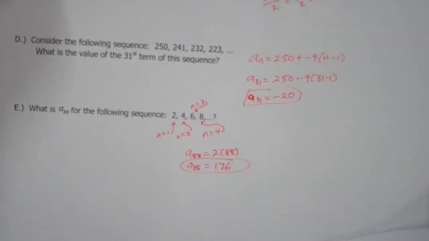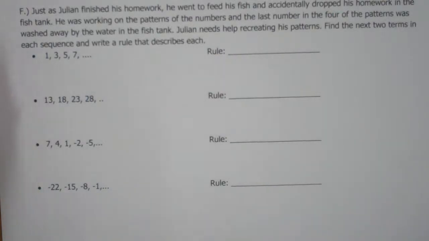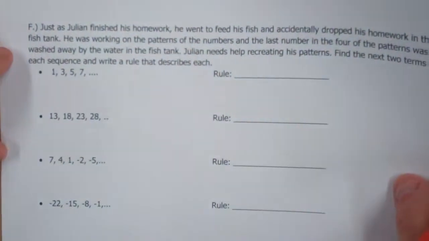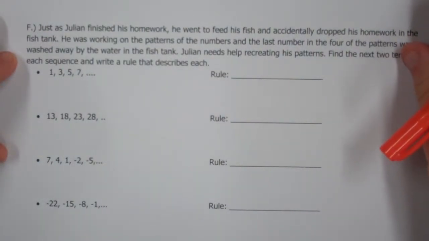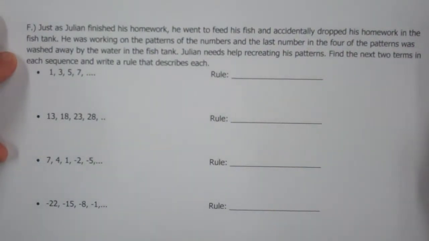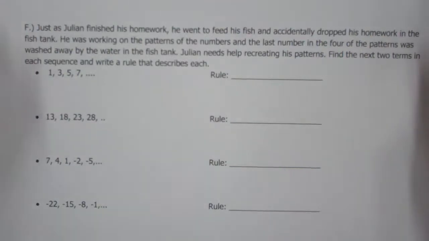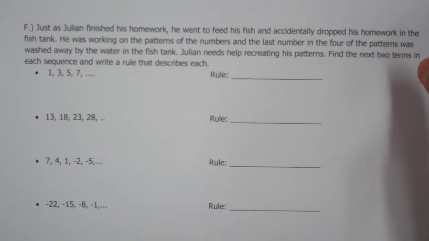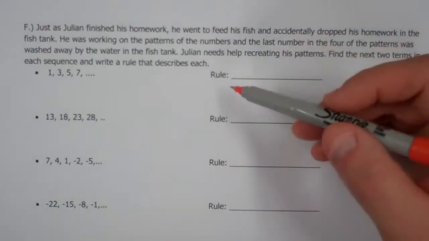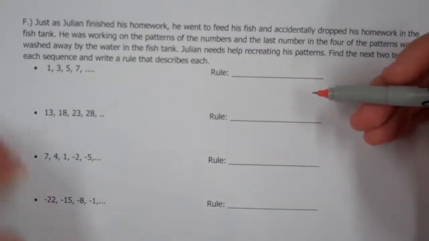One more example. Got part F to do here. Just as Julian finished his homework, he went to feed his fish and accidentally dropped his homework in the fish tank. He was working on the patterns of numbers, and the last number in 4 of the patterns was washed away by the water in the fish tank. Julian needs help recreating his patterns. Find the next 2 terms in each sequence and write a rule that describes each.